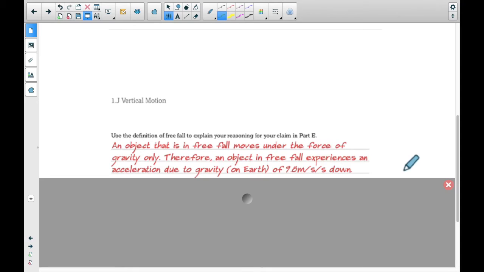All right, so, like I said, the rocket pushes it up, and then you turn off those engines, and now it's under free fall because gravity is the only thing affecting it at that point.